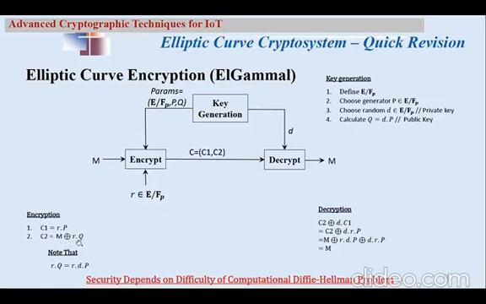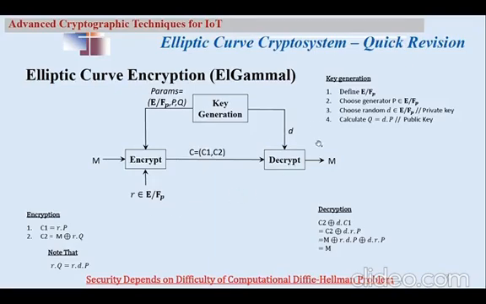Now what do we do? C2 is m XOR r dot Q. This is a simple bitwise XOR operation between the two. We convert the points into binary strings and then do the XOR operation. So the ciphertext is the pair C1 and C2. The C1, C2 pair is the ciphertext. Now that is sent to the party. How the party will decrypt it and how an adversary cannot decrypt it, that we'll discuss.